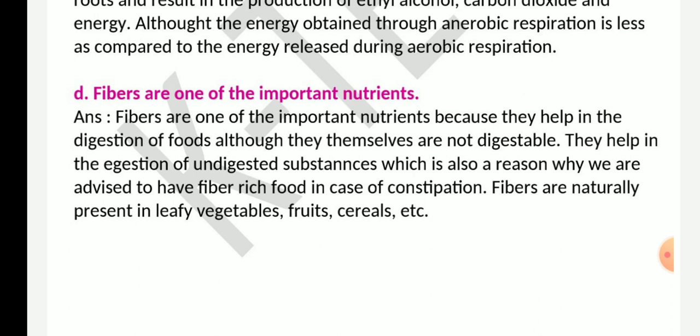Next, fibers are one of the important nutrients. Answer. Fibers are one of the important nutrients because they help in the digestion of food, although they themselves are not digestible. They help in the digestion of undigested substances, which is also a reason why we are advised to have fiber rich food in case of constipation. Fibers are naturally present in leafy vegetables, fruits, cereals, etc. Okay, understood the importance of fibers now? Good.